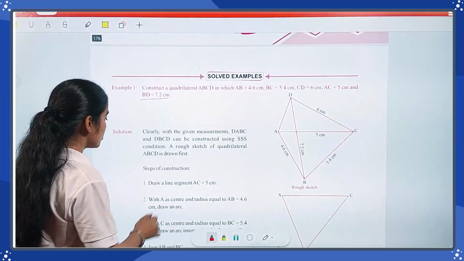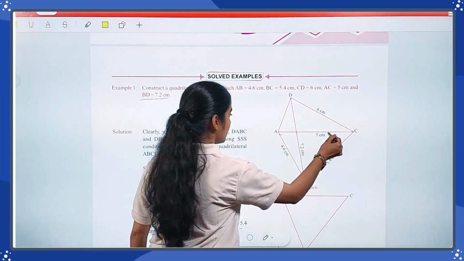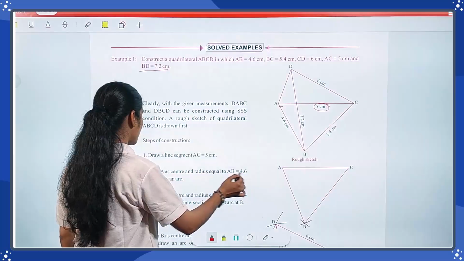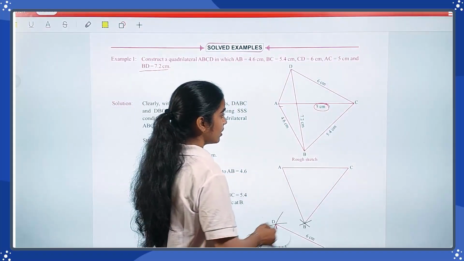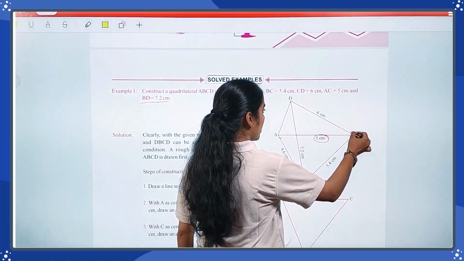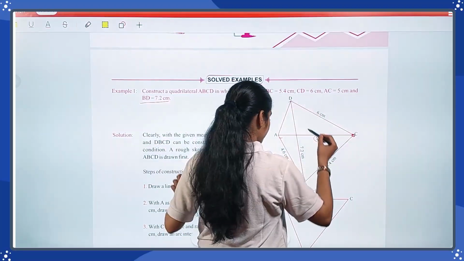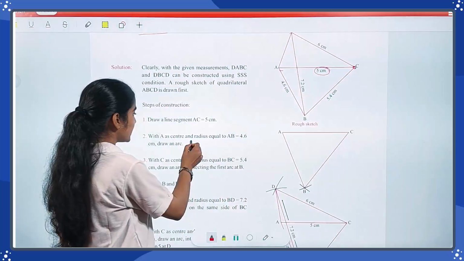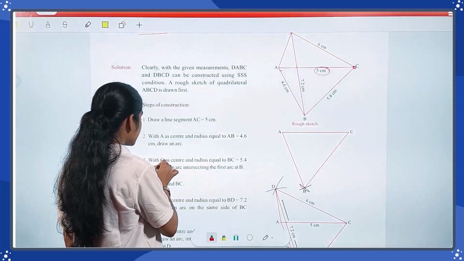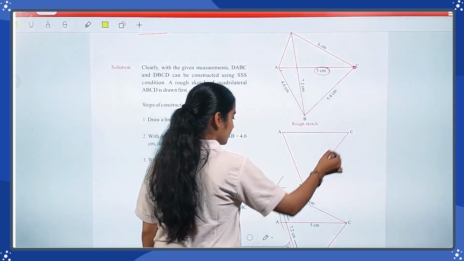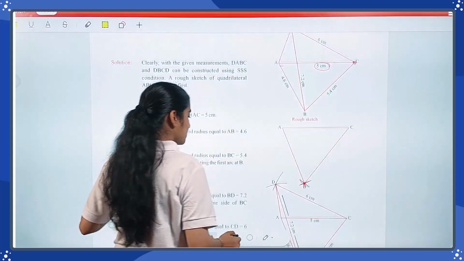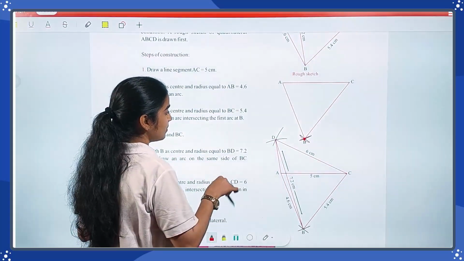So first what we do, draw a line segment AC, 5 centimeter, then with A as center and radius equal to AB, 4.6 centimeter, draw an arc. So you have to take your center C and draw an arc of 6 centimeter. Okay. So now in this what you have to do, with A as center and radius equal to AB which is 4.6 centimeter, mark an arc. Then C as center and BC which is equal to 5.4 centimeter, mark an arc. Where these 2 arcs intersect, just join AB, BC and CD and DA.